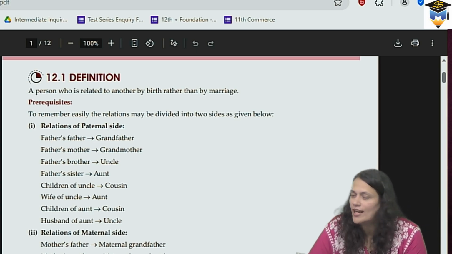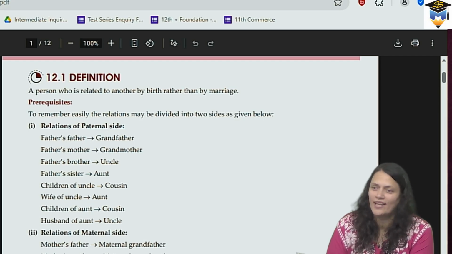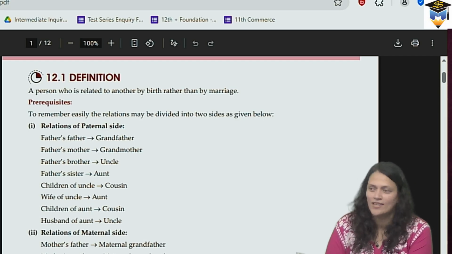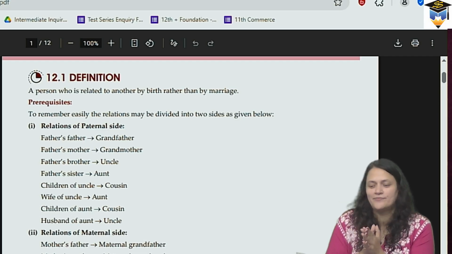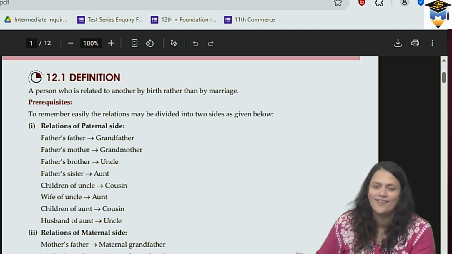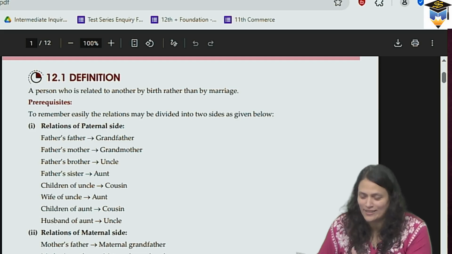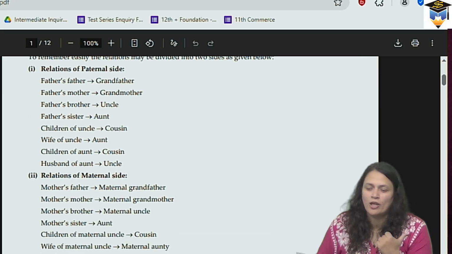Then husband of the aunt. What do you call husband of aunt in Hindi? So understood? So husband of aunt, in Marathi, is Atyache mister. Okay? So we call him Kaka only in Marathi. Alright. Now let us go to the relations from your maternal side.